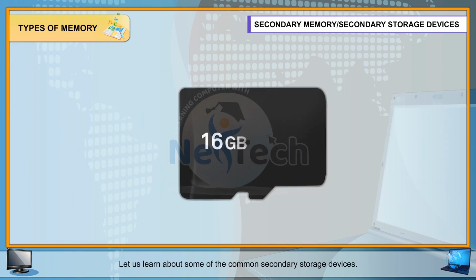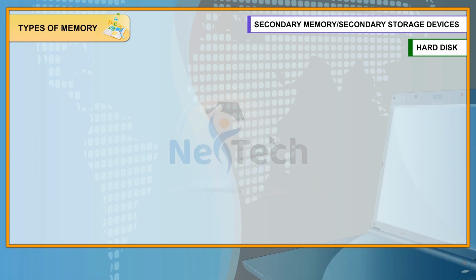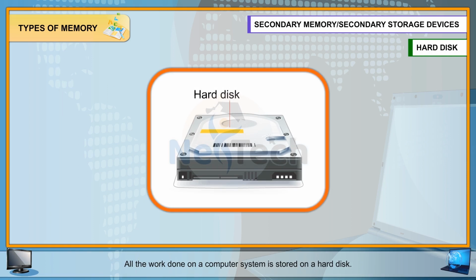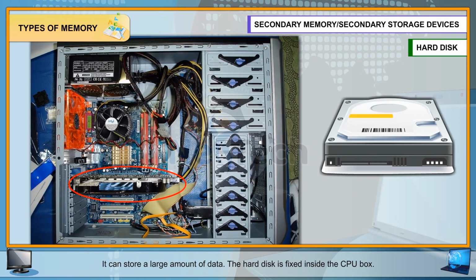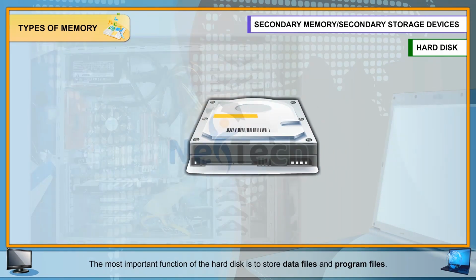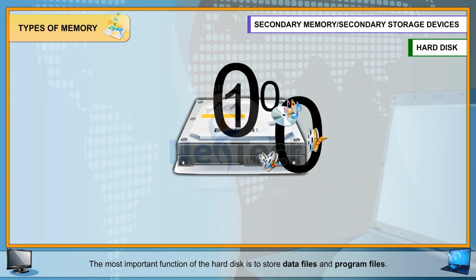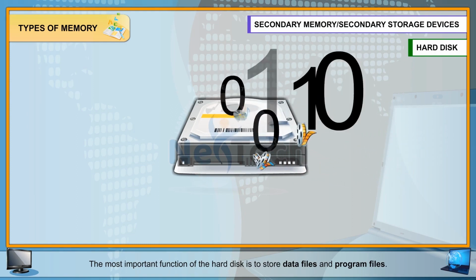Let us learn about some of the common secondary storage devices. Hard disk. All the work done on a computer system is stored on a hard disk. It can store a large amount of data. The hard disk is fixed inside the CPU box.